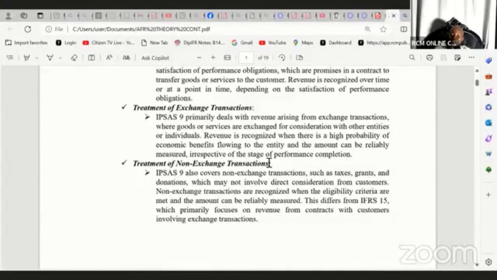Treatment of non-exchange transactions. IPSAS 9 also covers non-exchange transactions such as taxes, grants, and donations, which may not involve direct consideration from customers. Non-exchange transactions are recognized when the eligibility criteria are met and the amount can be reliably measured. This differs from IFRS 15, which primarily focuses on revenue from contracts with customers involving exchange transactions. Though, remember, now this was split. We have now what we call IPSAS 23, which covers non-exchange transactions. So this is disregarded. This I should be able to remove it.